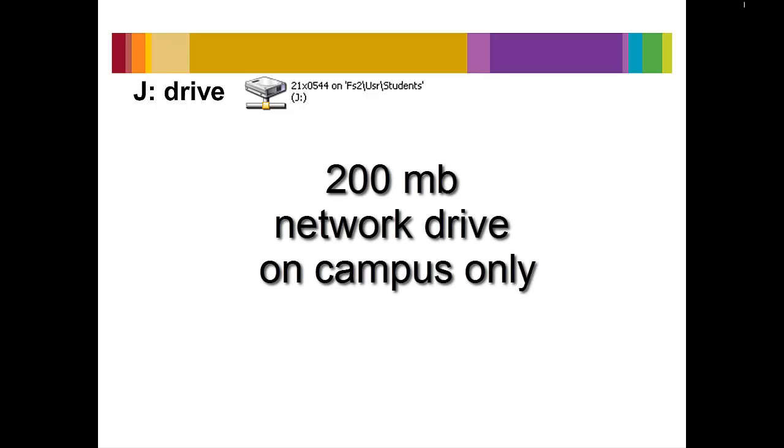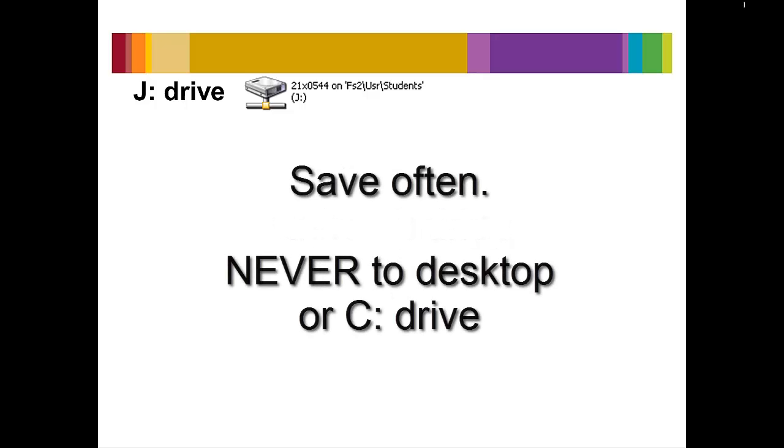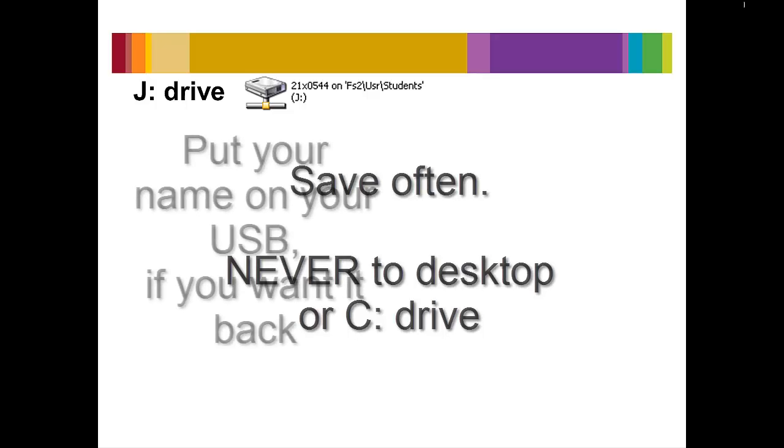Every student has 200 megabytes of space on the network called the J drive. This can only be accessed on campus. It is really, really important to remember to save your work often and never save to the desktop or the C drive. Power outages do happen, and when the computers are turned off, all files on them are wiped.